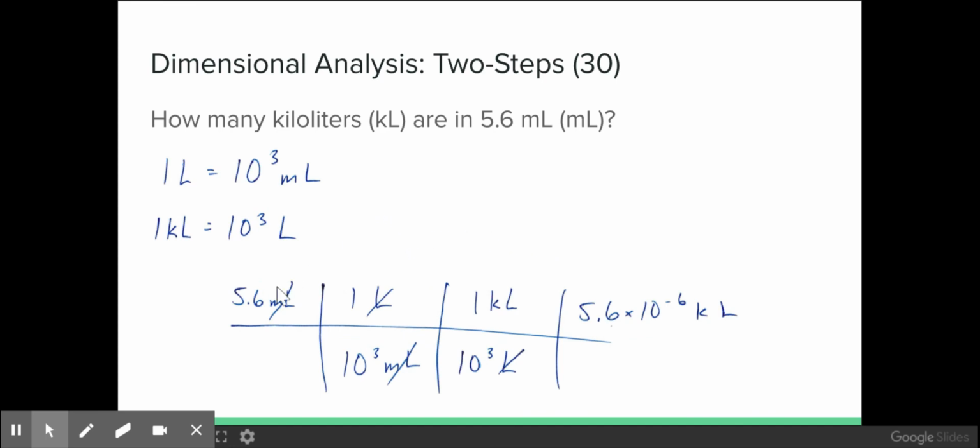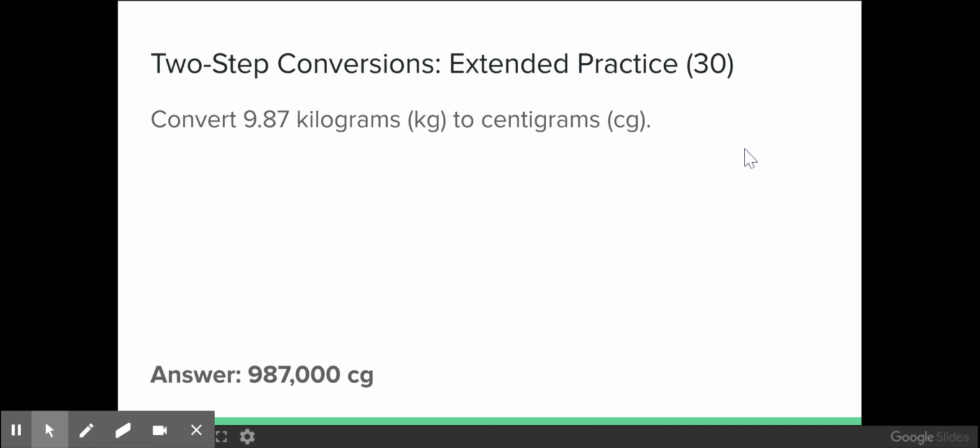So the way that I'm going to move through this and do my math operations: 5.6 times 1 times 1, that's not going to change my number, divided by 1,000 divided by 1,000 gets me to 5.6 times 10 to the negative 6th kiloliters. So sometimes it's more helpful to set these conversion factors up so that you're doing it in 2 steps instead of 1. Here's another one that might require 2 steps. I'm going to let you try this on your own. Pause the video, take a moment to try this, and the answer is listed below.